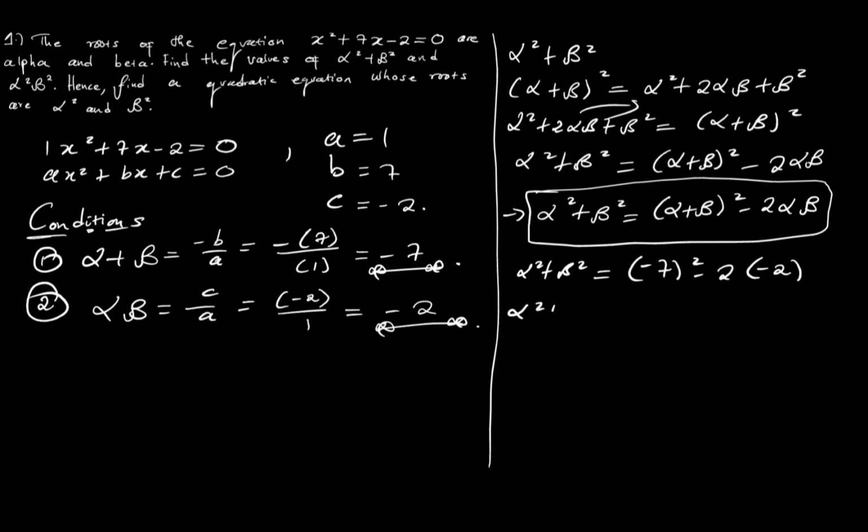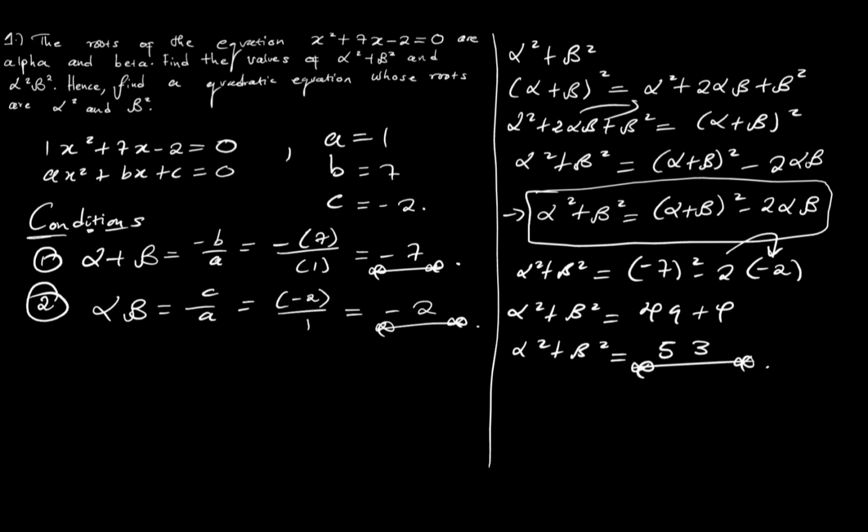So I get alpha squared plus beta squared being equal to, if I raise this, 49. Then the minus 2 multiplied by the minus 2 gives a plus 4. So alpha squared plus beta squared equals 49 plus 4, which gives me 53. That is basically the answer to our first evaluation: the sum of the roots, where the first root is alpha squared and the second is beta squared.